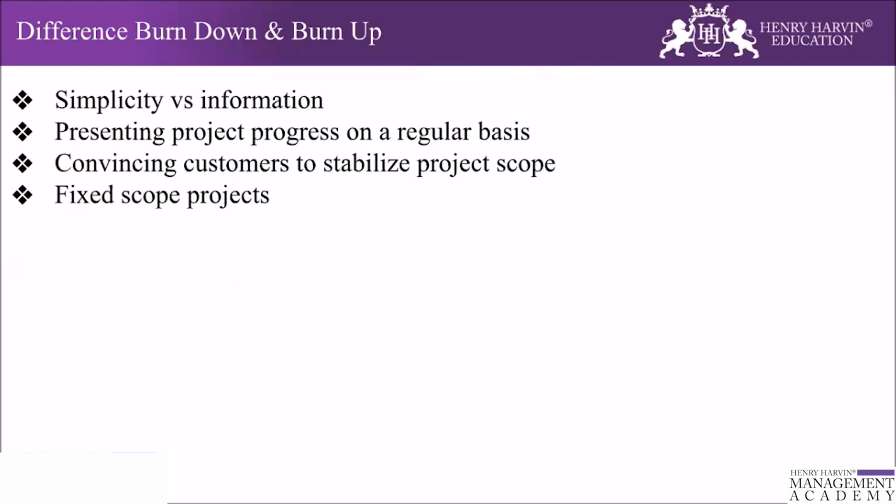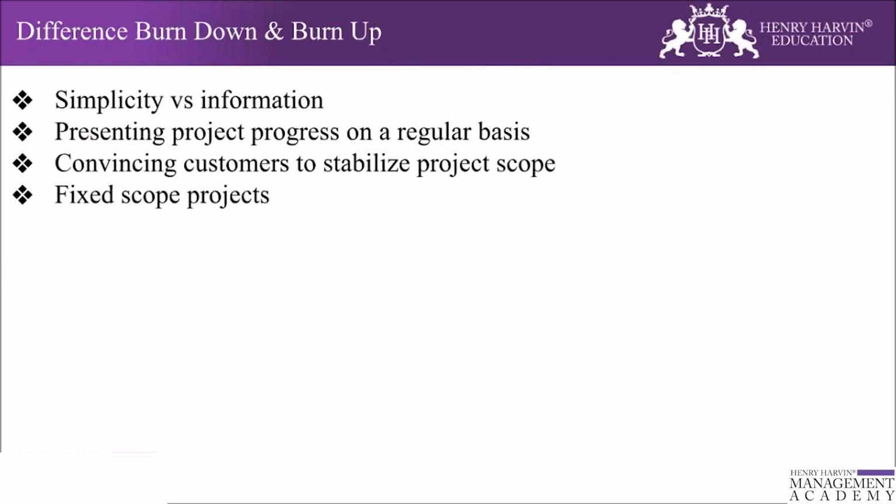So one is the simplicity versus information. Burn down charts are very simple: a single line racing towards zero as the project is completed, and anyone can understand this chart, and it does not need an explanation. However, it can hide important information.